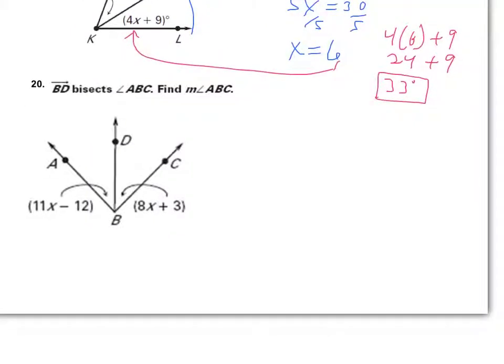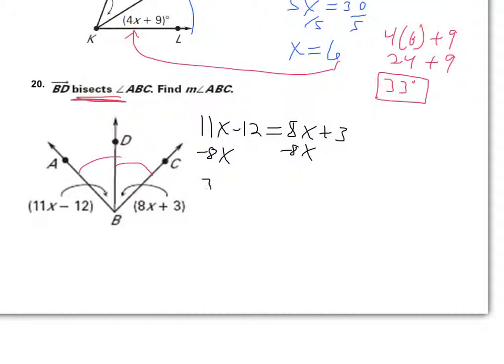All right, number 20. BD bisects ABC. All right, that's important here. This phrase bisects, because that means it splits it exactly in half. That means this angle and this angle are equal. So we can write that out in math. We set up an equation, 11x minus 12 equals 8x plus 3. Now we'll solve this little equation, so I'll subtract 8x from both sides. Then I'll add 12, so I get 3x equals 15, and so you can see x equals 5.